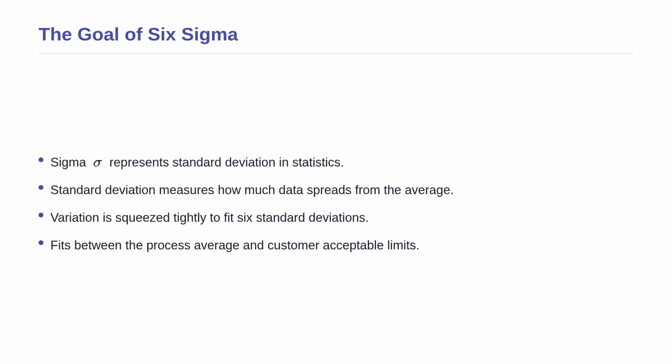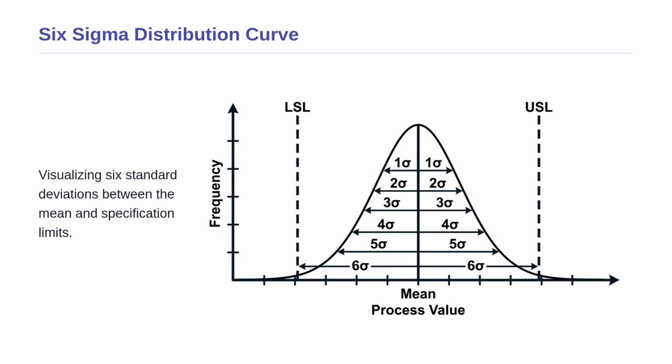Now that we know what it aims to do, let us look at the math behind the name. The term sigma comes from the Greek letter used in statistics to represent standard deviation, which measures how much your data spreads out from the average. In a Six Sigma process, we squeeze this variation so tightly that you can fit exactly 6 standard deviations between the process average and the customer's acceptable limits. This means your process is so consistent, it produces almost no bad items. Let us visualize the squeezing of variation with a diagram.